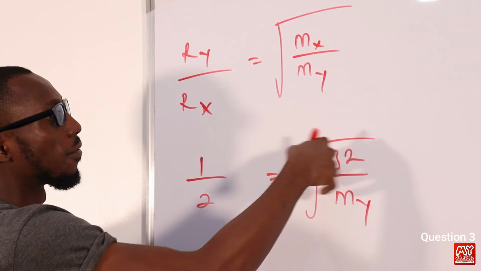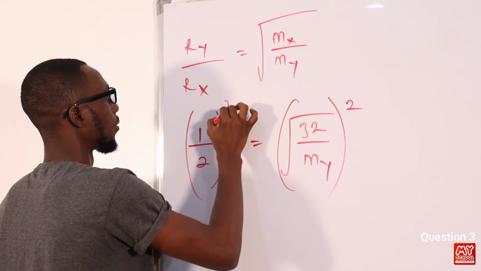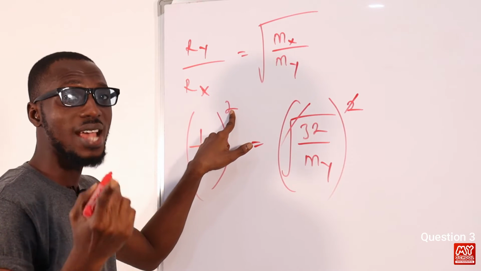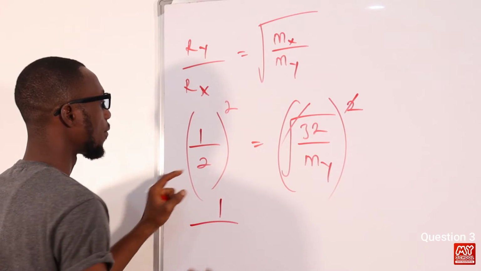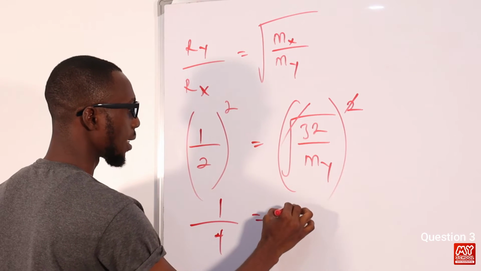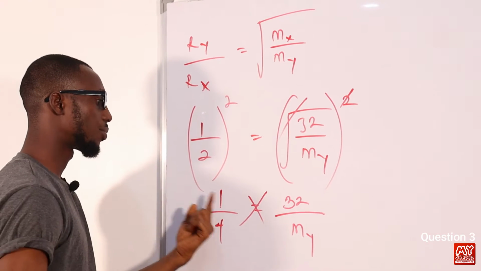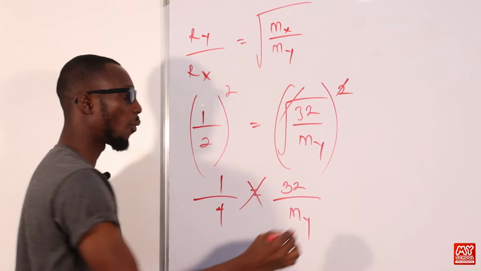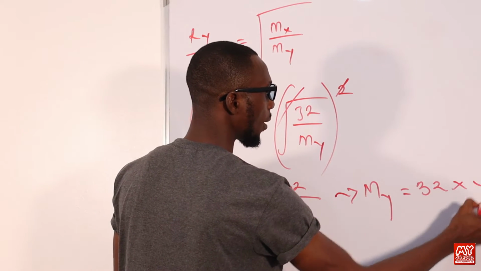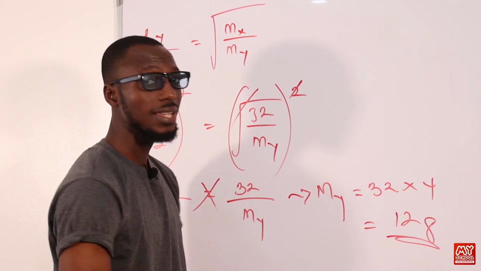So what do we do to remove this square root? We square both sides, isn't it? So square strikes out square root. 1 raised to power 2, that is 1 times 1, that is still 1. So we have 1 over 2 raised to power 2, that is 2 times 2, that is 4, equals 32 over the molecular mass of gas Y. What do we do? We cross multiply. So that will be My times 1, that is still My, equals 32 times 4. 4 times 2, that is 8. 4 times 3, that is 12. So our answer is 128.